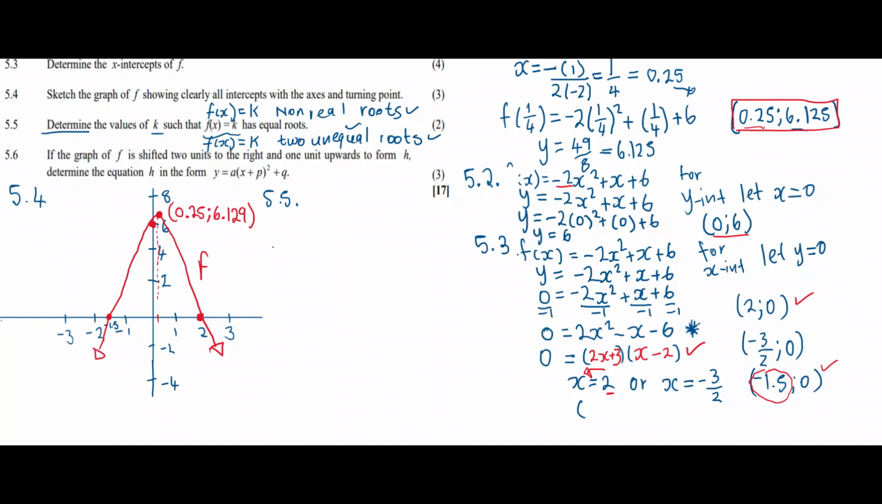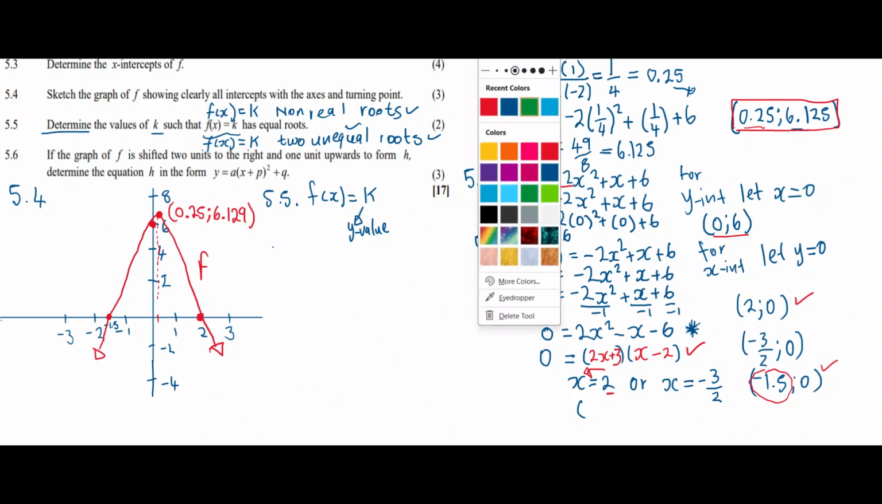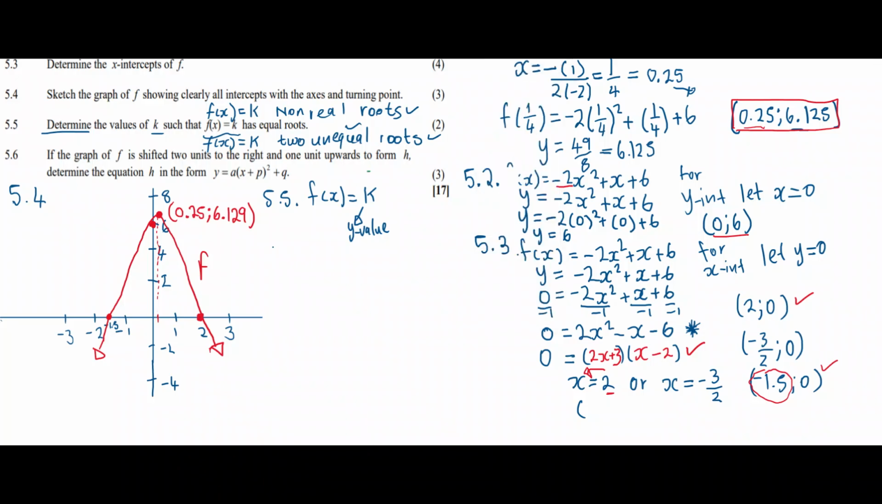So for 5.5 here, you just have to imagine the k value as some y value here. And remember, a y value is just a horizontal line. So if I have a y value equal to 4, which is a k value equal to 4, for example, it's just a horizontal line passing through 4. Look at this line. This line touches our graph twice, so that would have been for two equal roots.